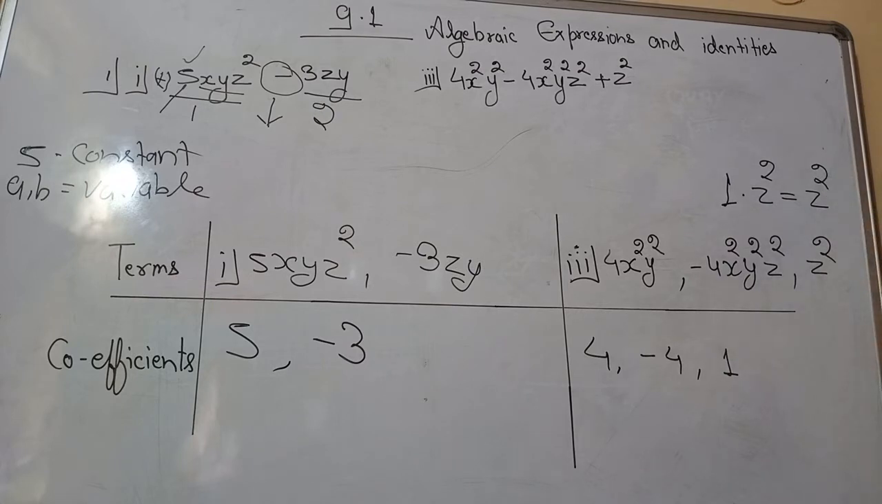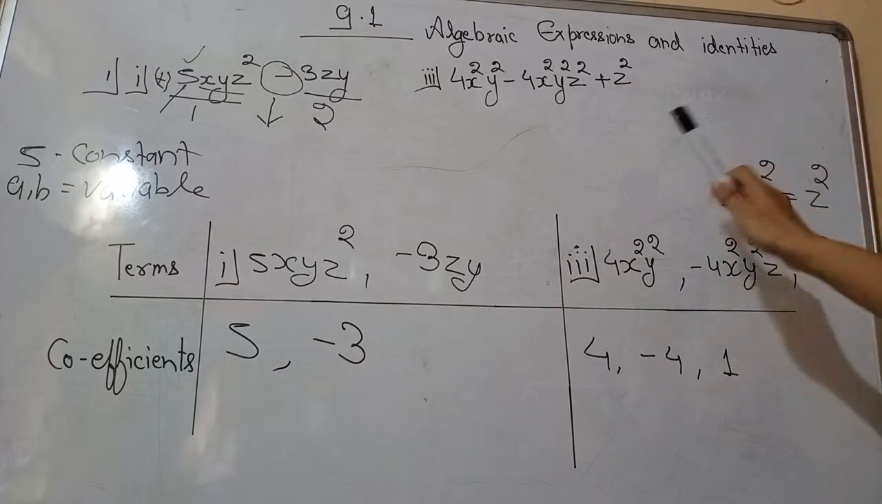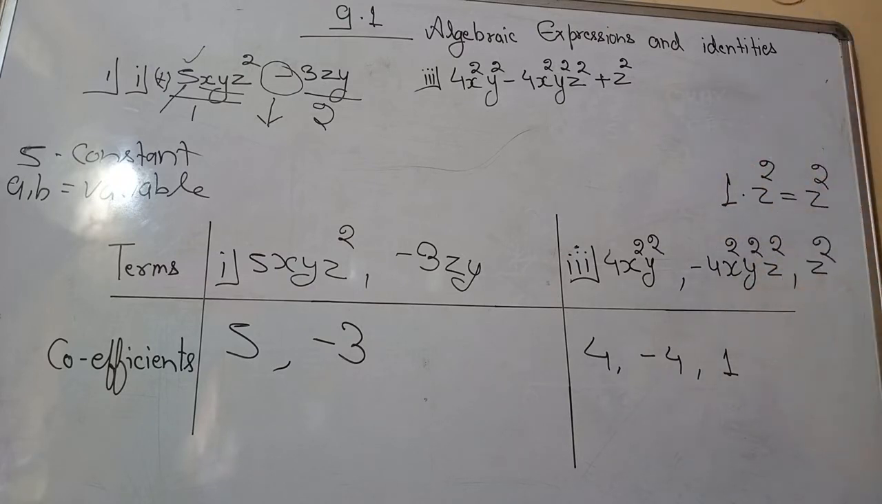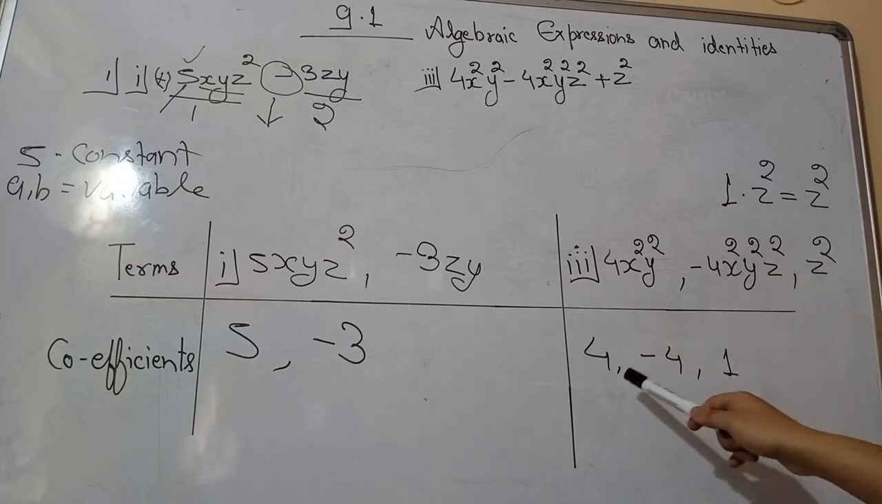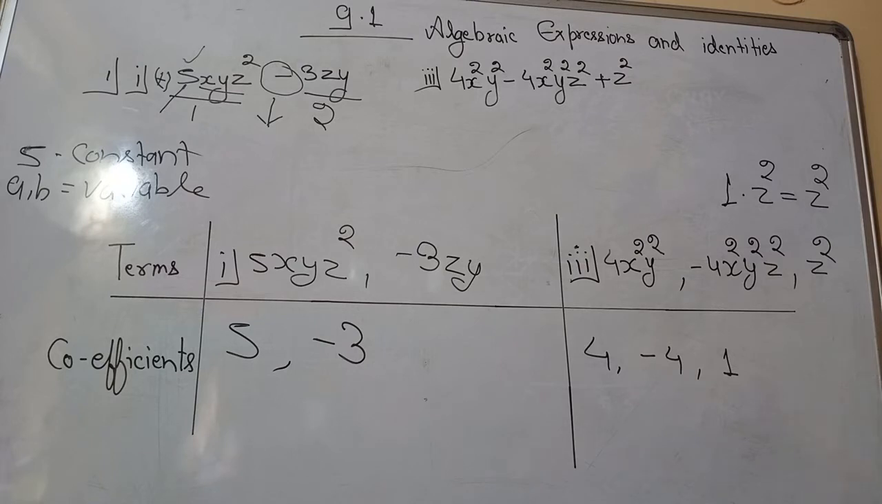It means if you multiply any number with the unit number, that is 1, then your value or the resultant will remain the same. So z square is written. So what is the number which is multiplied with z square? That is 1. So here we will write 1. So what are the coefficients? 4, minus 4 and 1.